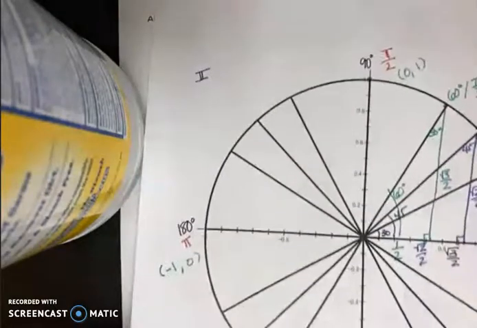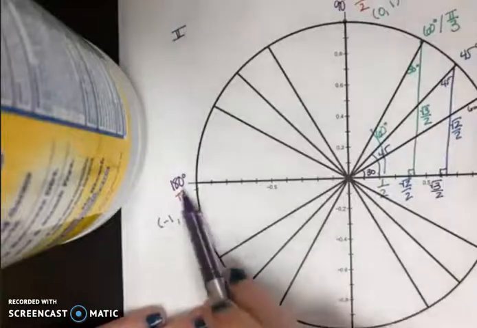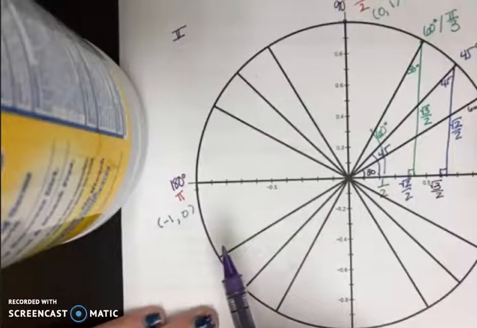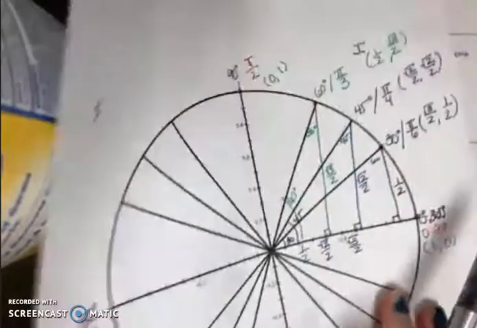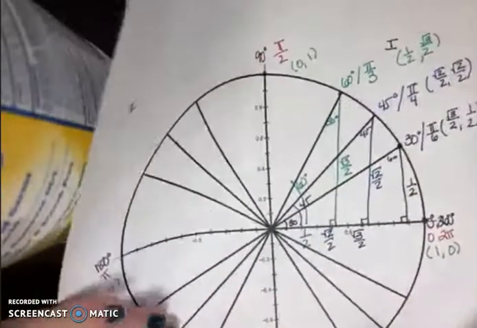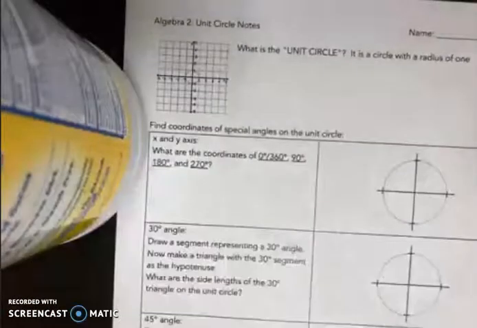Basically, this is what you should know by now. You should know the degrees, radians, and coordinates of the quadrantal angles. You should also know the degrees, radians, and coordinates of the entire first quadrant, which you can see right here. Okay? So again, if you need to, go back and watch that video from last week.